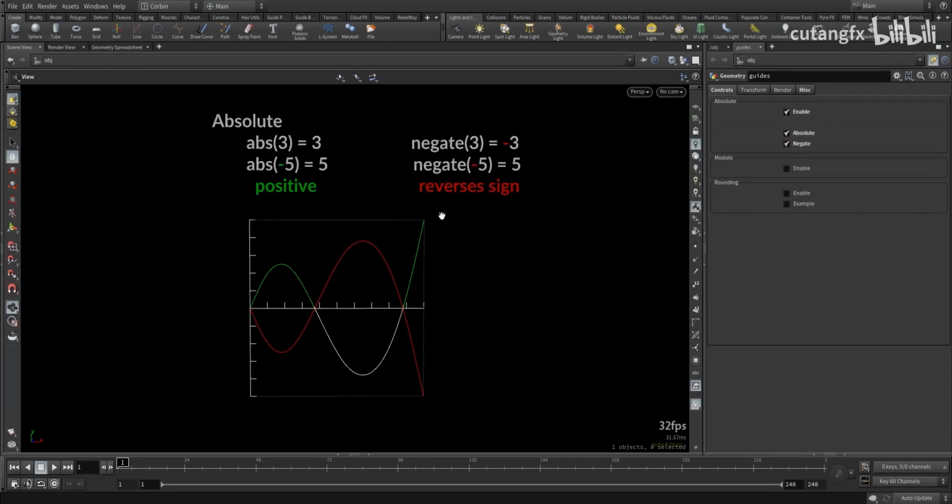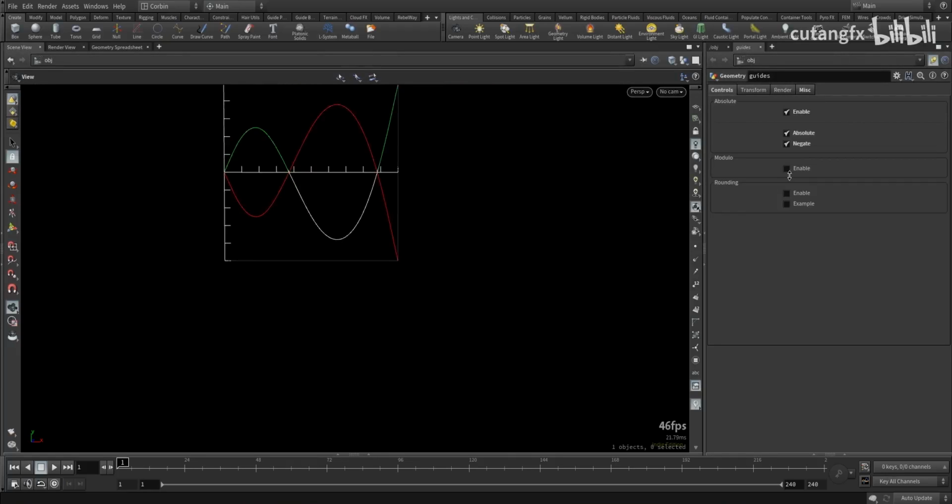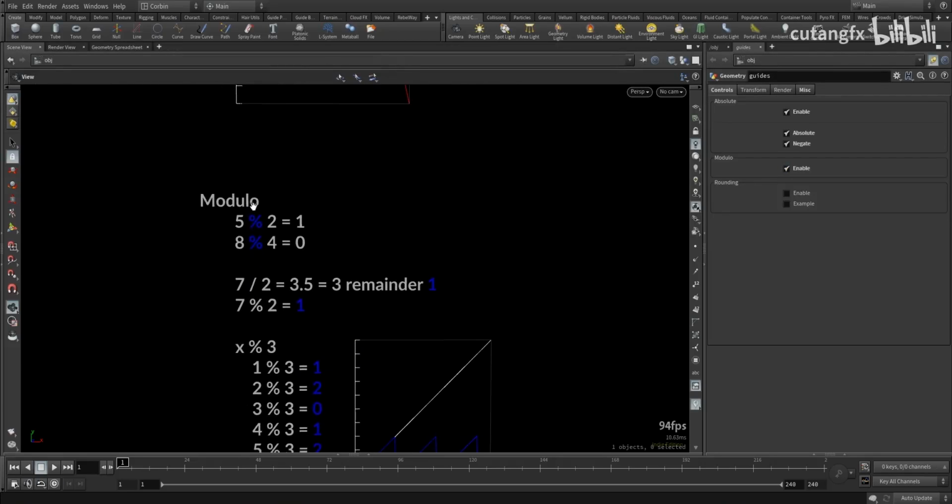Absolute makes everything positive. Negate will swap it depending on what it already was. Okay, so it just reverses the sign. Okay, so very useful function there. Now, the next one we're going to look at is called modulo.